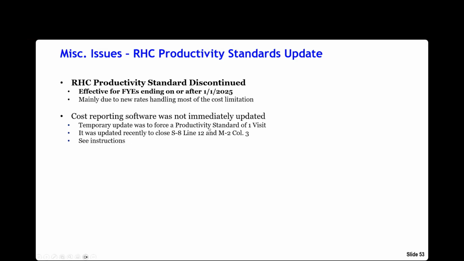We also said at the time that even if you didn't do this workaround when you filed the cost report, we'd catch it at final settlement and do it. Fortunately, CMS has updated the work instruction to completely close that productivity standard, so no workaround is needed. If you happen to use the workaround, it doesn't matter. So fortunately, that's gone.